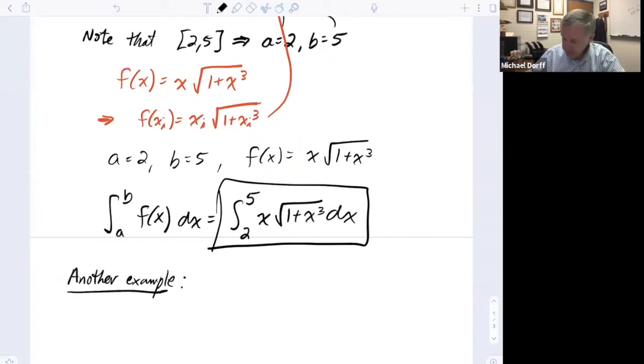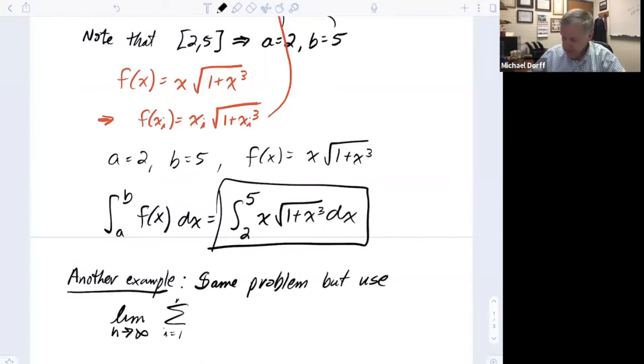All right, suppose now I had this one. Same problem, same idea, but use the limit as n goes to infinity of the sum i equals 1 to n of 5 x sub i star cubed minus 4 x sub i star delta x, and you're given the interval from 2 to 7.